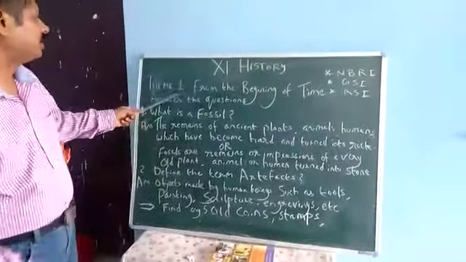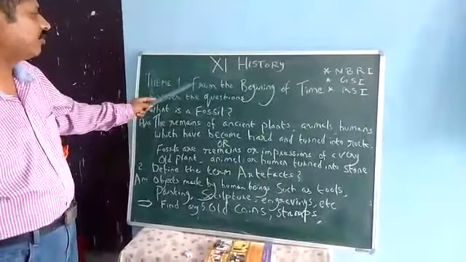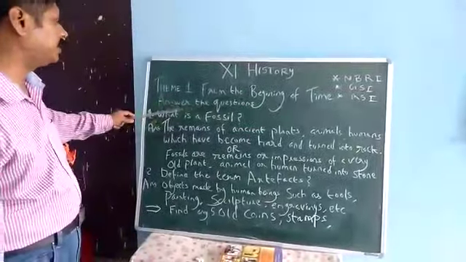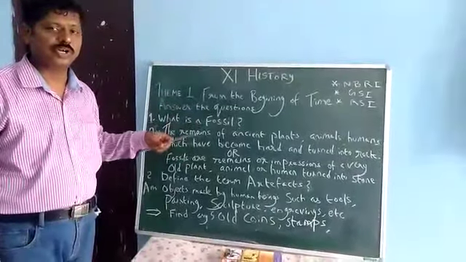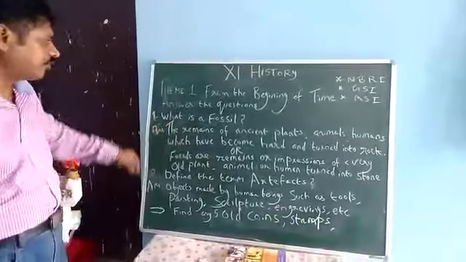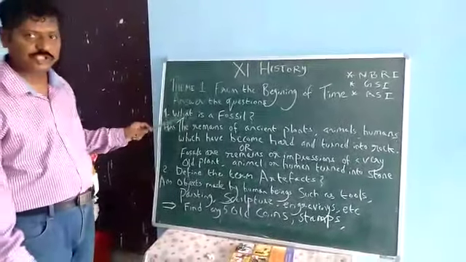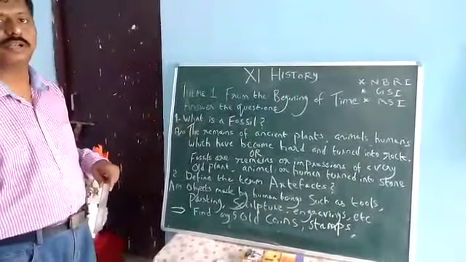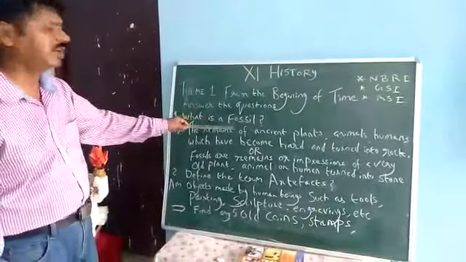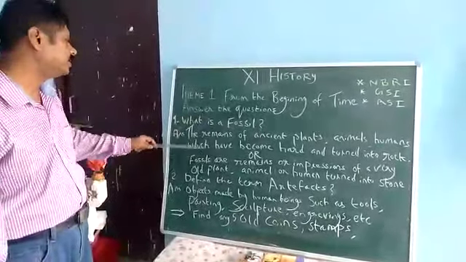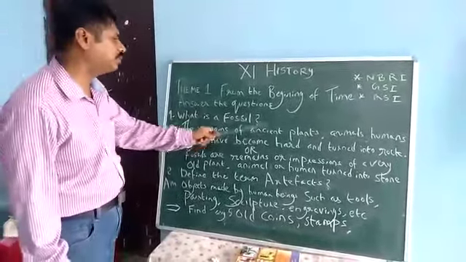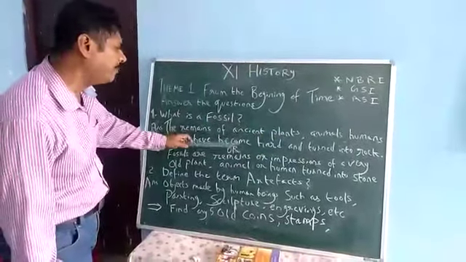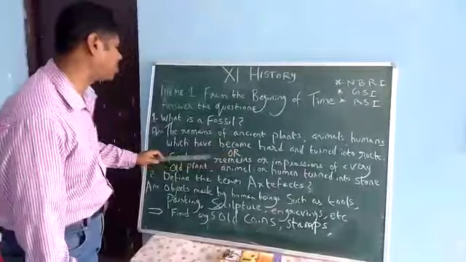In History we were going from theme number 1, from the beginning of time. We are going with the chapter. I have given you some notes before also. Now here we go with the short questions and answers which you try to understand. Question number 1, what is a fossil? Have you heard this word? Before also I have given it to you. The remains of ancient plants and animals and human beings which have become hard and turned into rock.